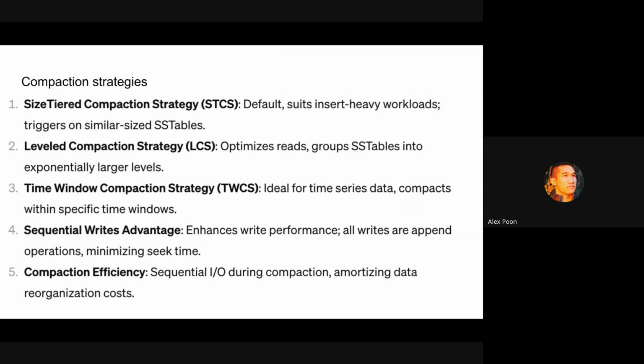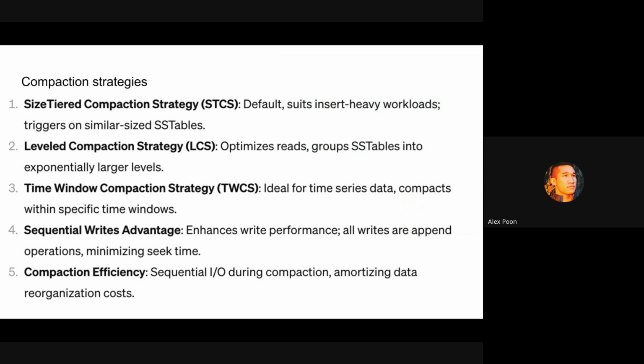Second, we have the leveled compaction strategy. This strategy is used to optimize read performance. This strategy groups SSTables into levels, each of which has a fixed size limit, which is 10 times larger than the previous level.